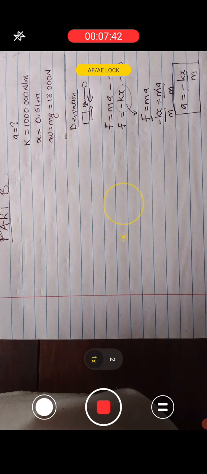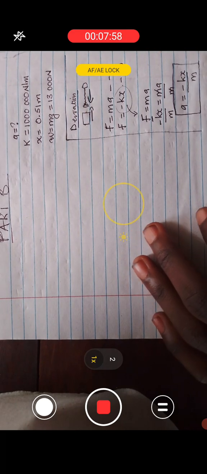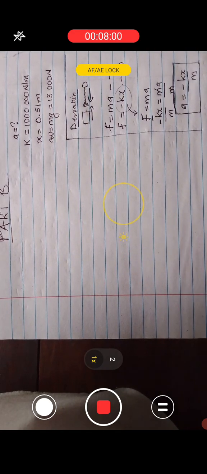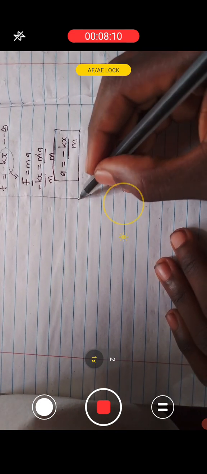But wait, we have one problem. Here in the equation we only have what? Weight, not mass. So again, you try to make mass the subject of the formula, since you have the weight and you know the equation for weight. So I'll derive it at the end.